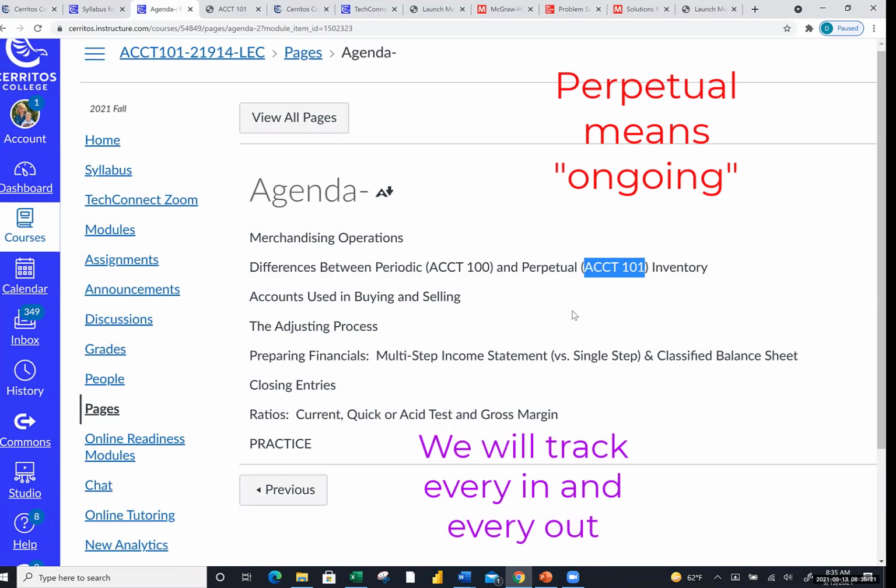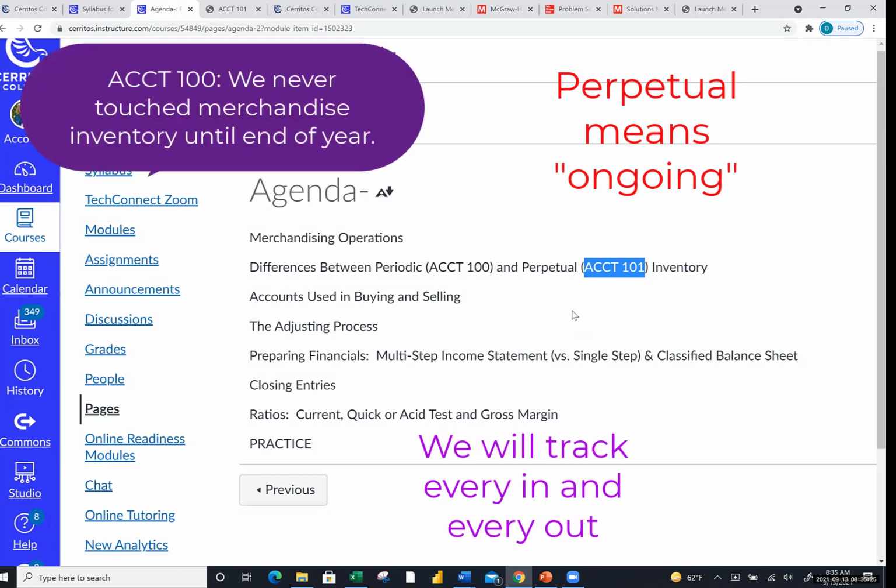Well, how is that different from what we did last year? Last year in Accounting 100, we never touched the inventory account. The only time we touched the inventory account was one time at year end when a physical count was taken, and then we learned how to back into that big cost of goods sold adjustment. So we're going to be talking about how a perpetual inventory system means that every in and every out needs to be recorded. What the heck does that mean?